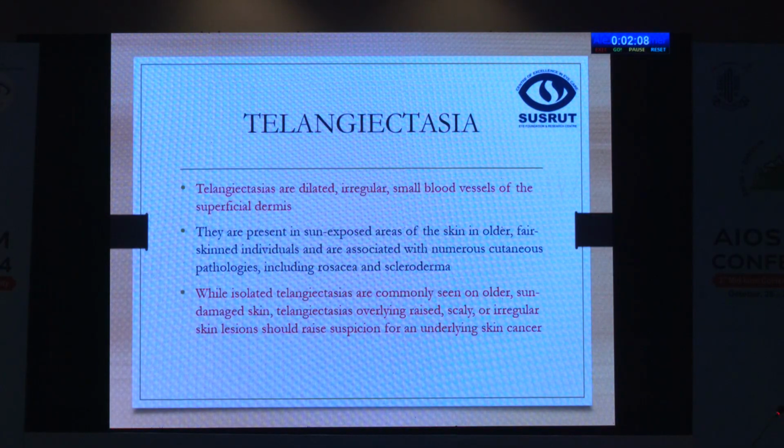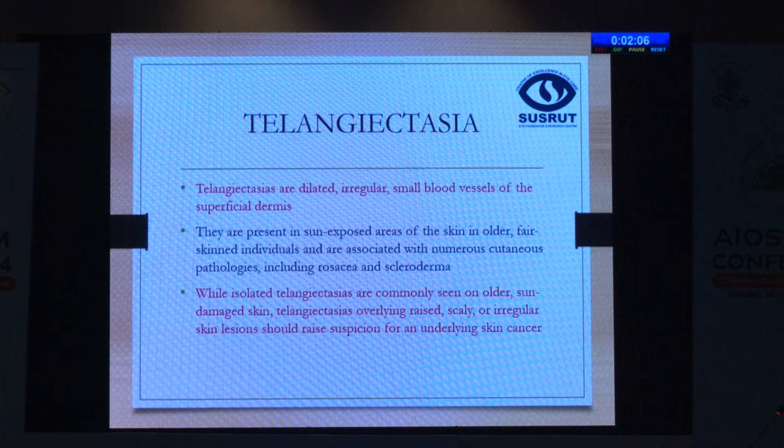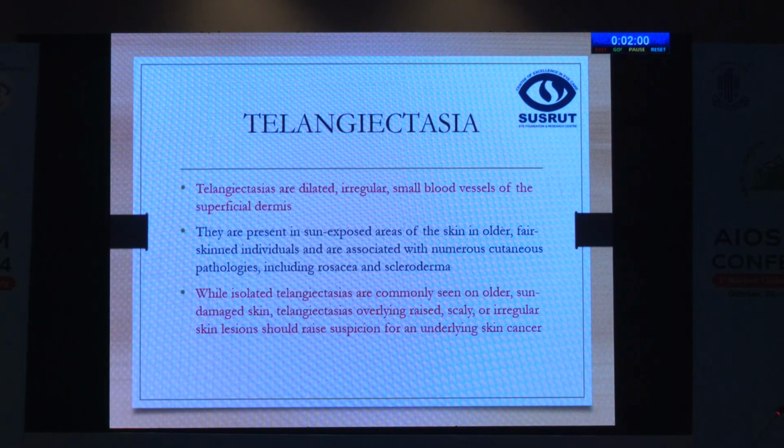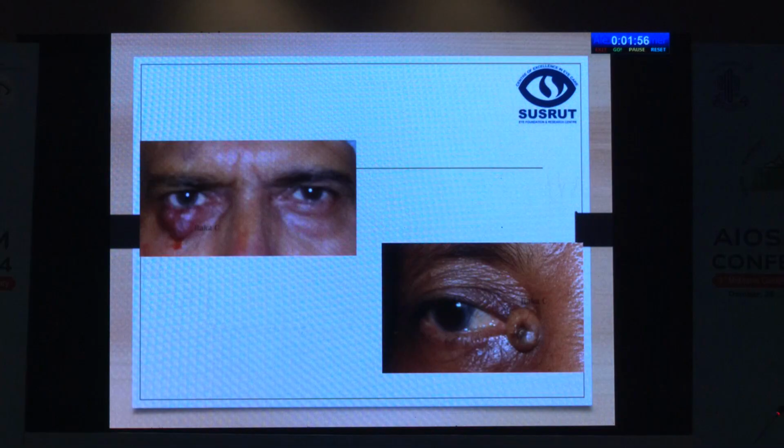The third is a telangiectasia. These are dilated irregular small blood vessels of the superficial dermis. While isolated telangiectasias are commonly seen in older sun-damaged skin, telangiectasias overlying a raised scaly or irregular skin lesion should raise the suspicion. Here we see on top of this irregular lesion, the telangiectatic blood vessels are there. Here also, in the upper part, the lesion looks a little whitish and there are contrasting reddish blood vessels apparent.